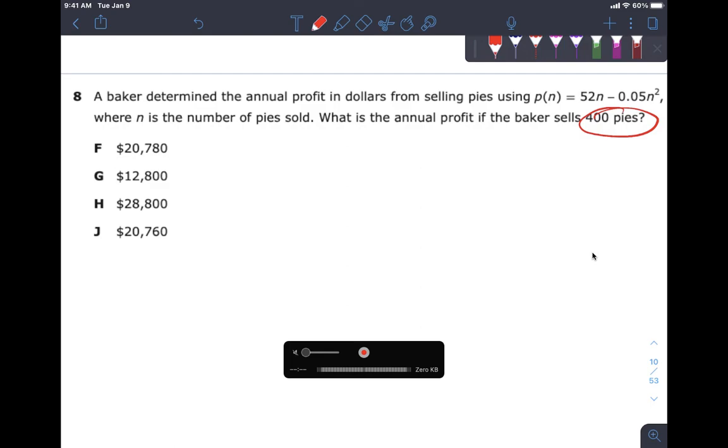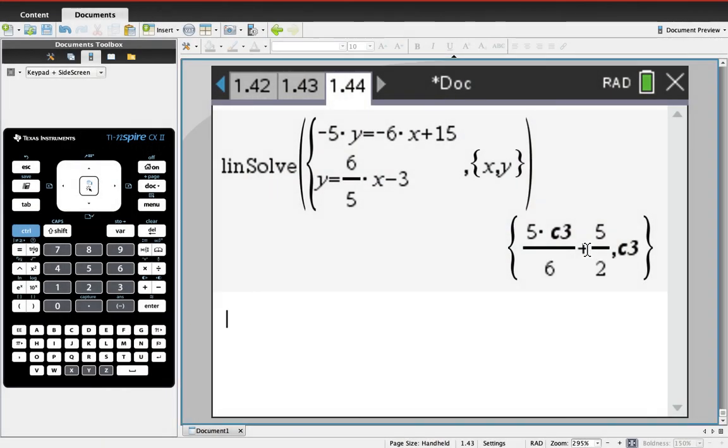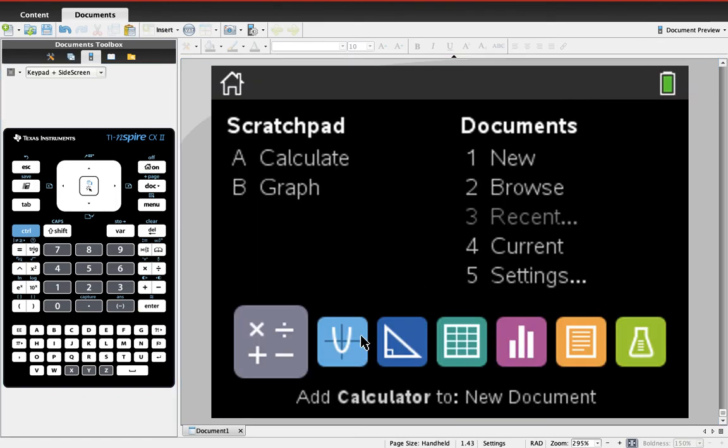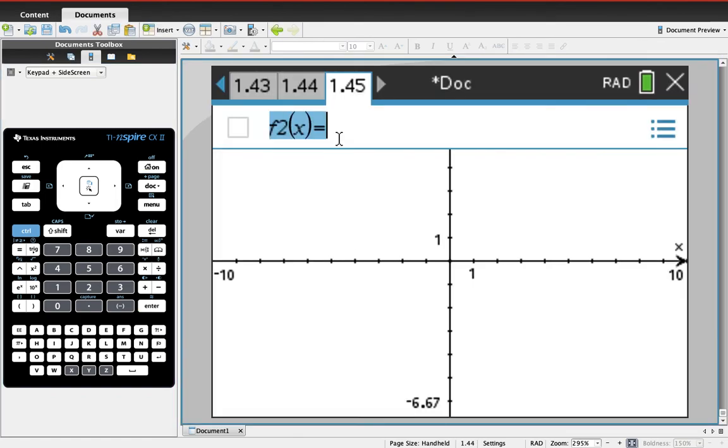So there's a lot of different ways we could do this in the calculator. We can do it by hand, but I think we were going to plug it in the calculator anyways. So we could just go ahead and type it in directly, which is most of the time what most people would do. And we'd get 12,800.